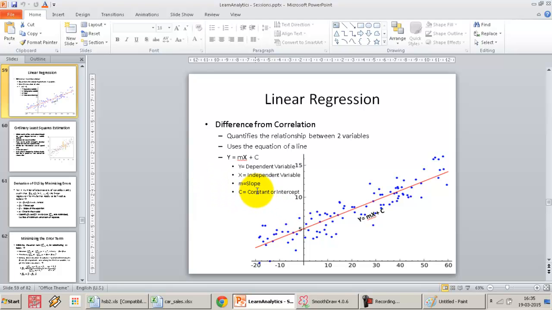c is called the constant or intercept, the point where the line touches the y-axis. At this point, you can see the value of x is 0. So the intercept is also interpreted as the value of the left hand side of the equation when x is put to 0. If I put x equal to 0, m multiplied by 0 is 0, so essentially y becomes c. You can see the intercept in this hypothetical line is about 5. So this was the interpretation of a line as a function between two variables.